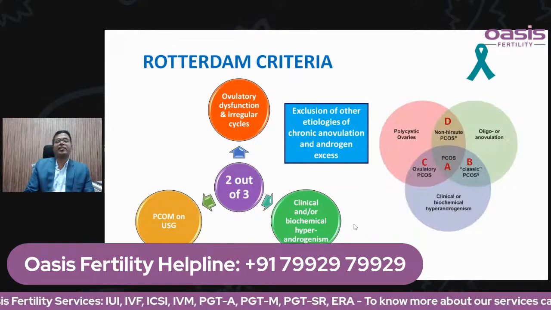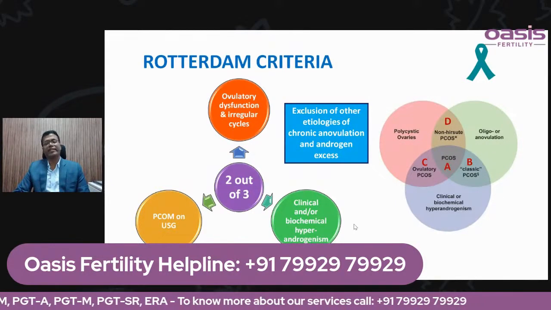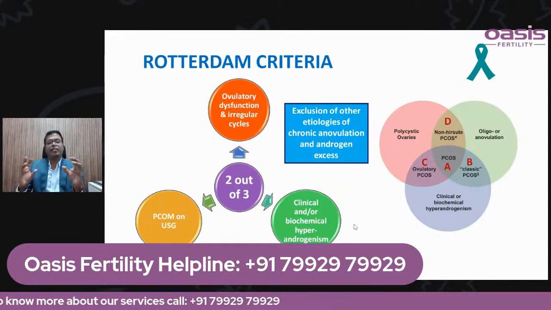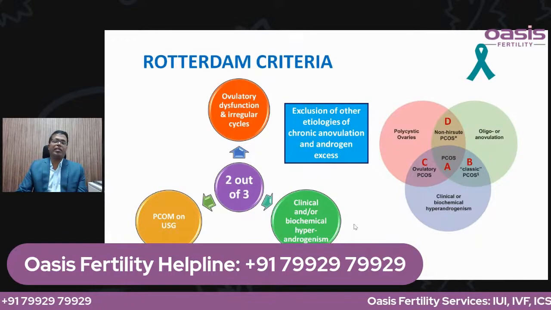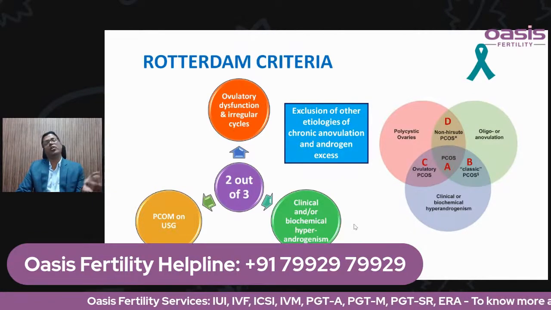So far as the diagnostic criteria are concerned, there is a criteria called the Rotterdam criteria. To simplify, it has three criteria for diagnosis. If any two of the three criteria are present in that female, then we consider it polycystic ovary syndrome. These three criteria are, first and foremost, ovulatory dysfunction or irregular cycles.